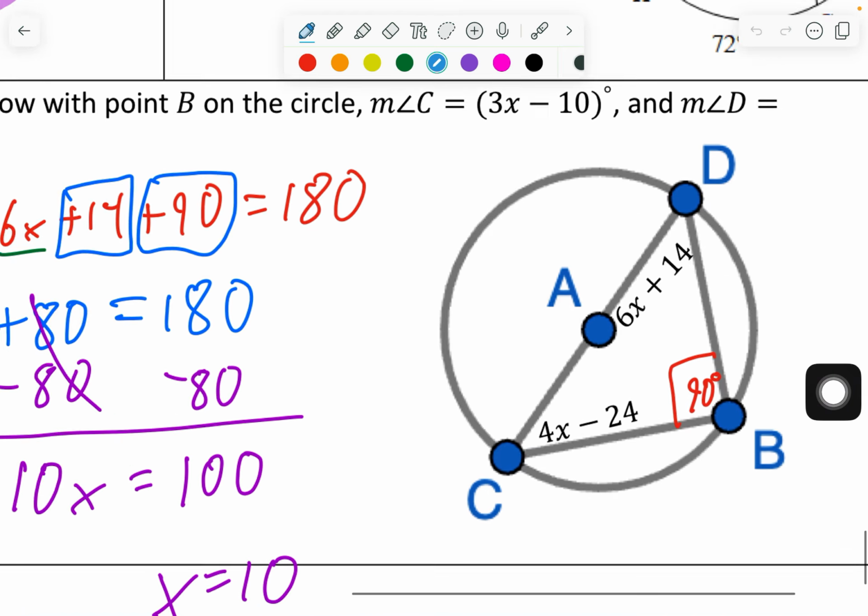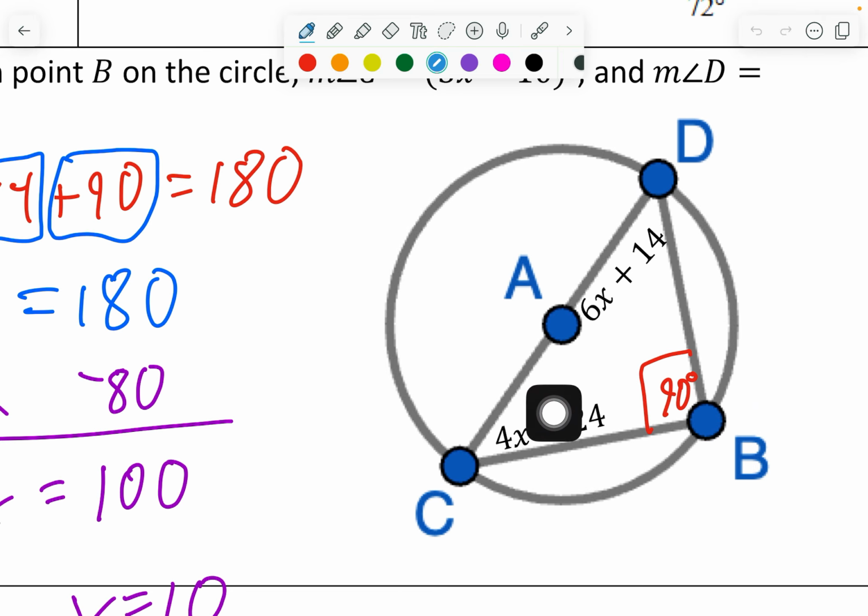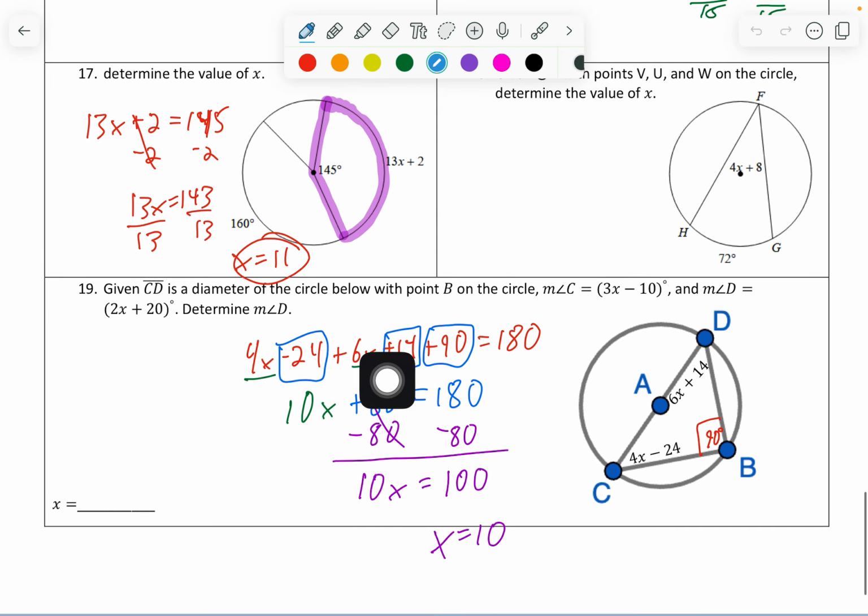And then number 19 was just like number 8 on the test. I gave you these two angles. You had to remember that there was a 90 here. A lot of you guys, on the test, this one, the angle in this corner was an X. You forgot to add it, right? It was like X minus 12 plus 90 plus X equals 180. This one, 4X minus 24 plus 6X plus 14 plus 90 equals 180. And then you combine like terms and solve from there, okay?